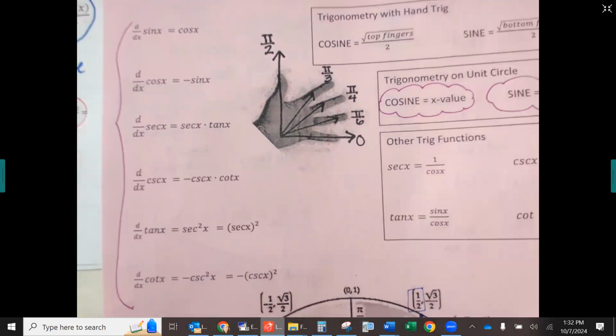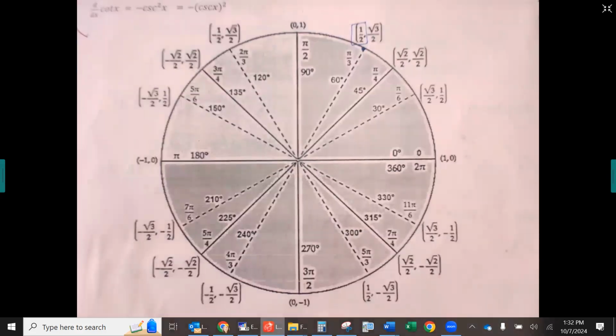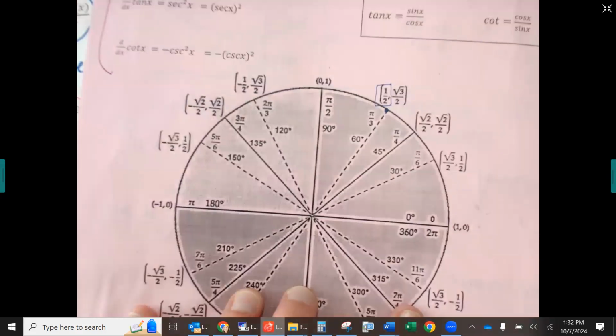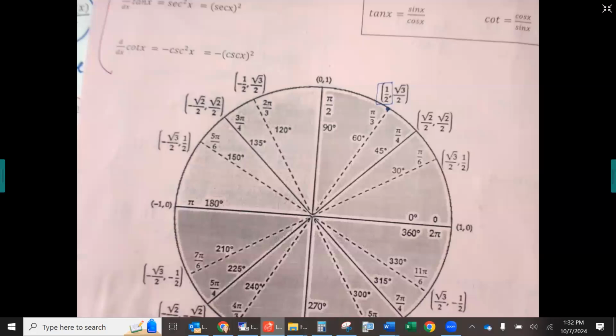Now, if you don't know how to do the hand trick, I gave you the unit circle. Okay, pi thirds is right here. And then if you look at the top, remember, cosine is the x value. So if pi thirds is here, the x value is still 1/2. I still flip it. I still get 2.